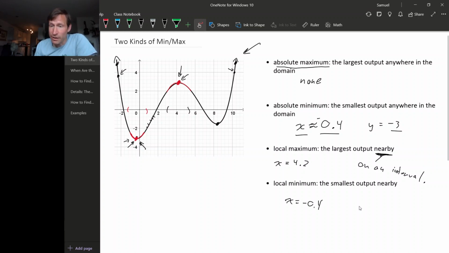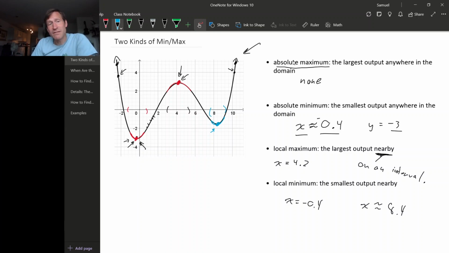But there's another one. There's another local minimum at about 8.4. That's this one over here. Because if we put an interval around it and look at the graph only on that interval, then our local minimum is the lowest thing on that part of the graph.